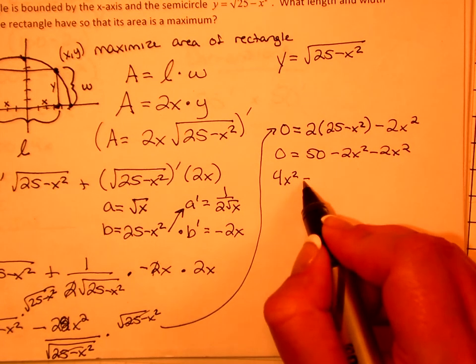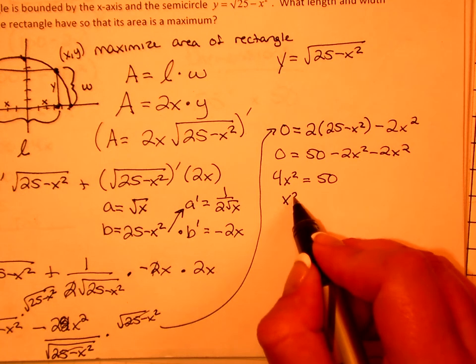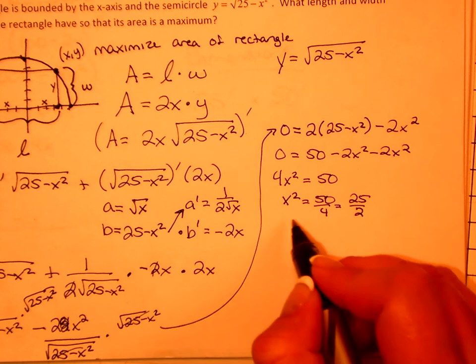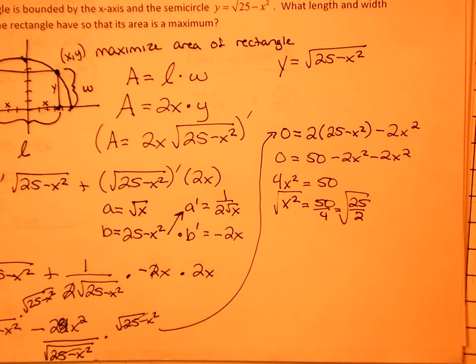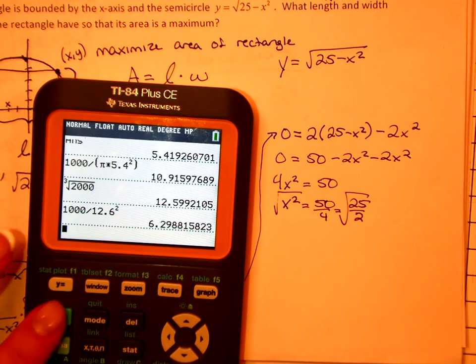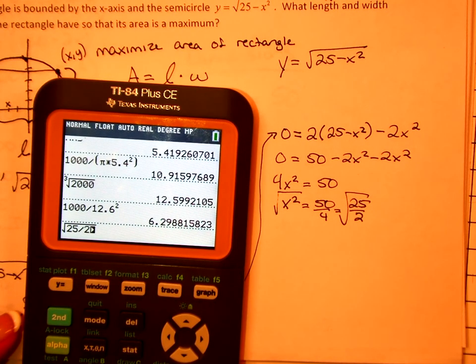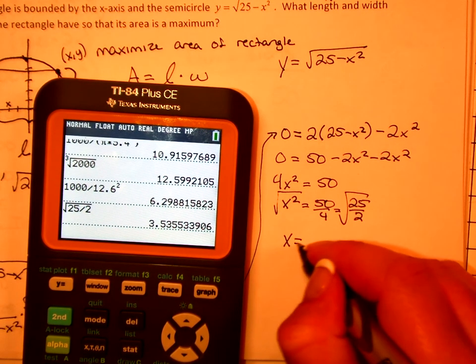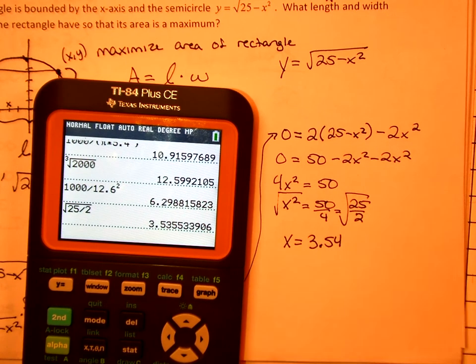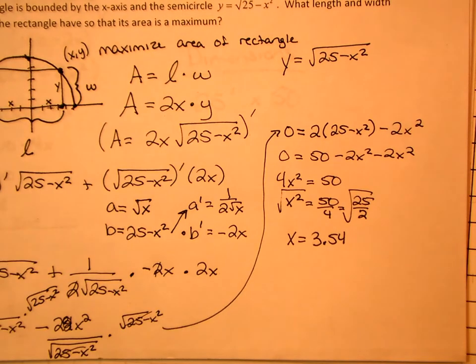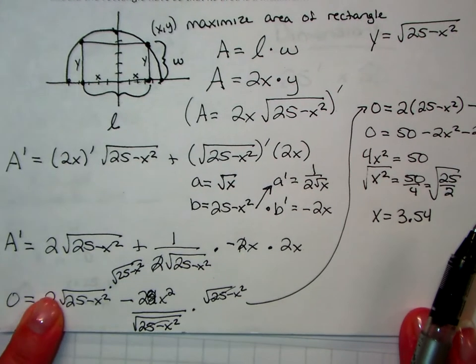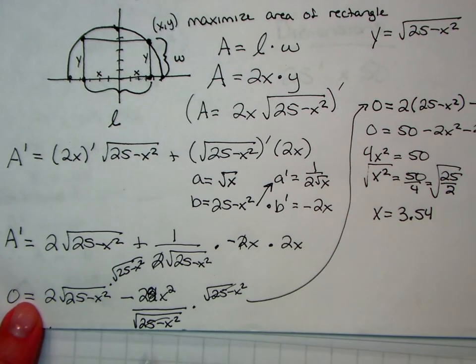4x squared equals 50. Divide by 4. What, 25 halves? Okay. Take the square root, right? And the square root of 25 halves is going to be our critical number, right? So square root of 25 halves gets us a critical number, 3.54. Right. Now, keep in mind that we have a second critical number, right, where the derivative does not exist.